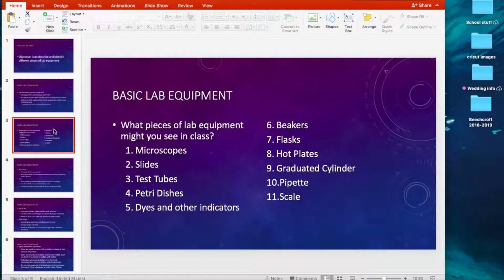Alright, so we're going to go through 11 basic pieces of equipment, and these are the pieces of lab equipment you might see in class. So there are 11 of them. The first is microscopes. The second is slides. Third is test tubes. Fourth is petri dishes. Fifth is dyes and other indicators. Sixth is beakers. Seventh is flasks or Erlenmeyer flasks. I'll show you how to spell the word Erlenmeyer later if you would like. Then hot plates, graduated cylinders, pipettes, and scales. So, if you need a moment to catch up, pause the video now. I am going to go ahead and move on.